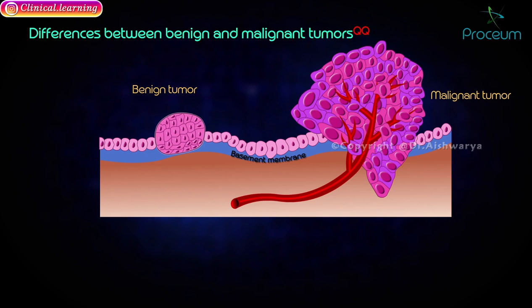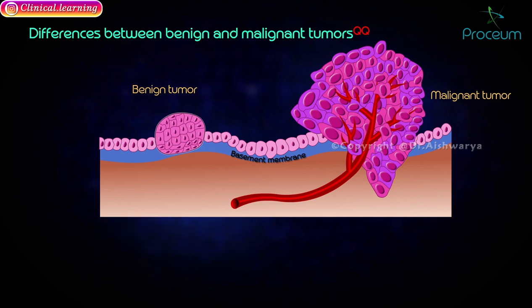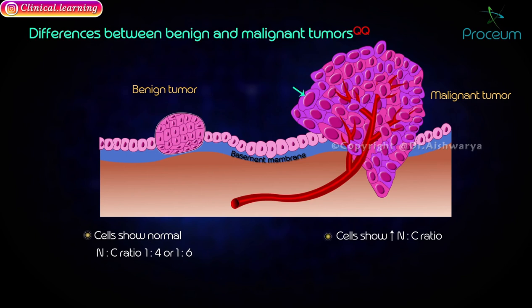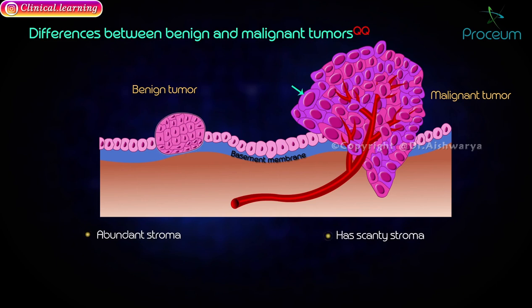The benign tumors are usually well differentiated and usually resemble their tissue of origin. But the malignant ones are mostly poorly differentiated. Next, in the benign, the cells show a normal nuclear cytoplasmic ratio, which is 1:4 to 1:6, what we studied. But in the malignant, cells show an increased nuclear cytoplasmic ratio. The benign tumors have abundant stroma, but there is a scanty stroma in the malignant one.